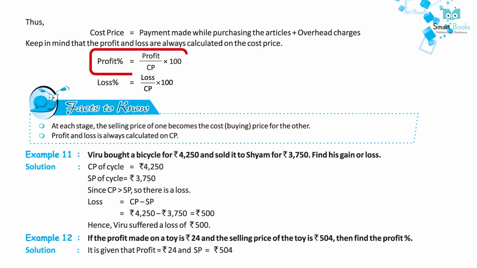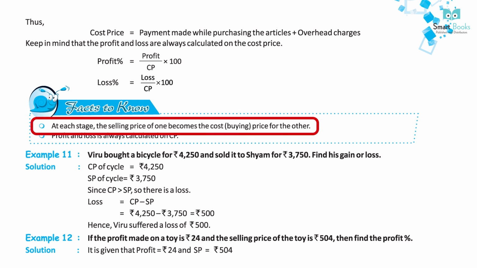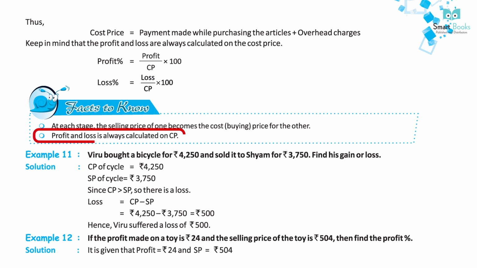Profit percent is equal to profit upon CP into 100. Loss percent is equal to loss upon CP into 100. Facts to know. At each stage, the selling price of one becomes the cost price, the buying price, for the other. Profit and loss is always calculated on CP.